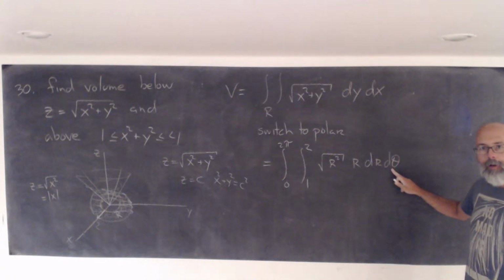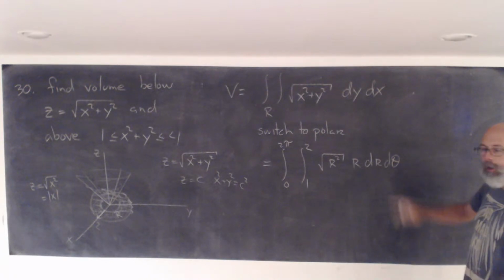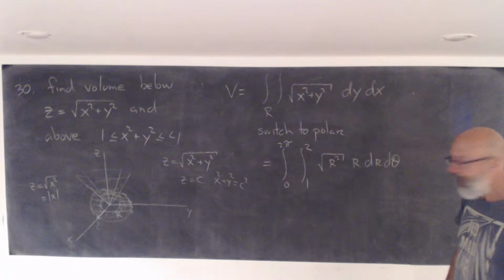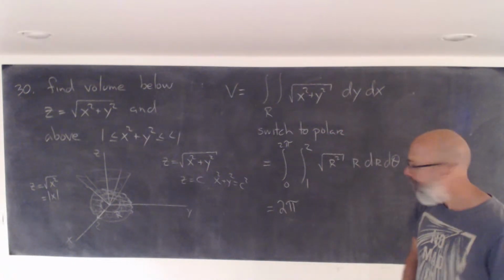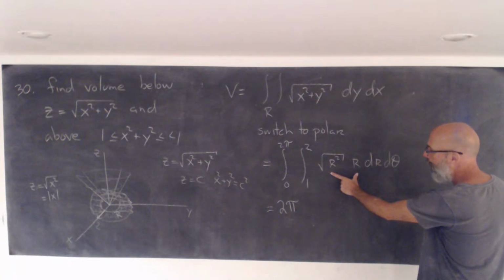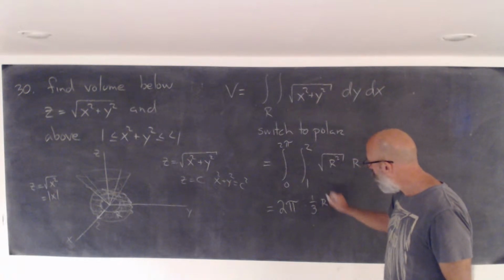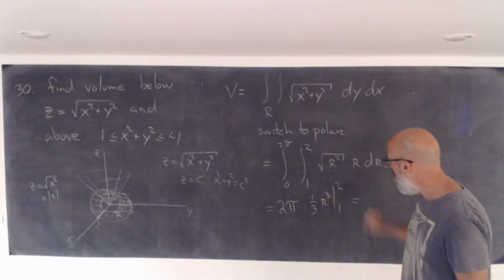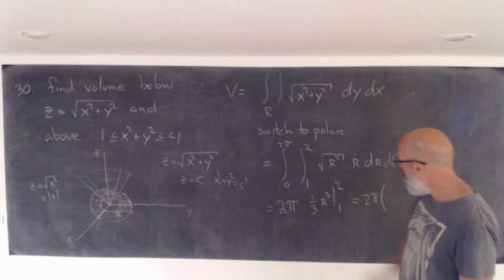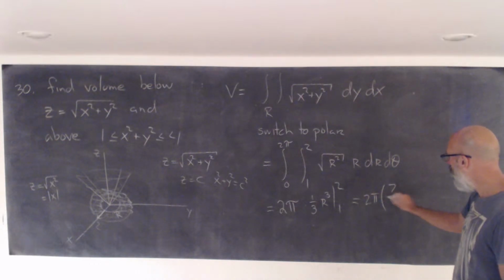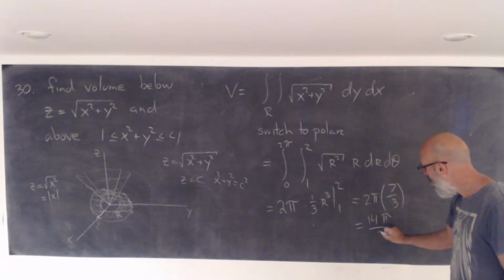Integration is trivial. There is no theta. So by Fubini's theorem, you could integrate it with respect to theta first. And you just get a 2 pi. This is r squared, whose antiderivative is 1/3 r cubed from 1 to 2. And this is 8 minus 1 is 7 over 3. So the answer is 14 pi over 3.